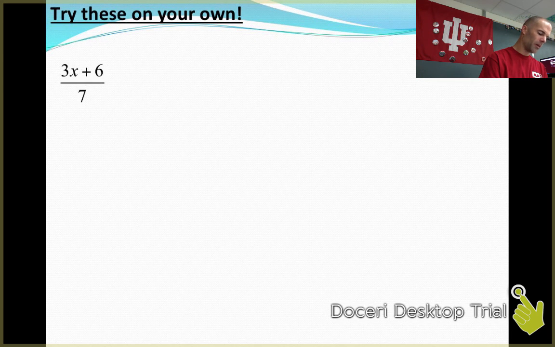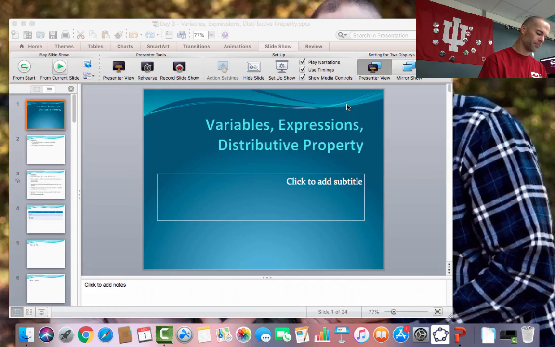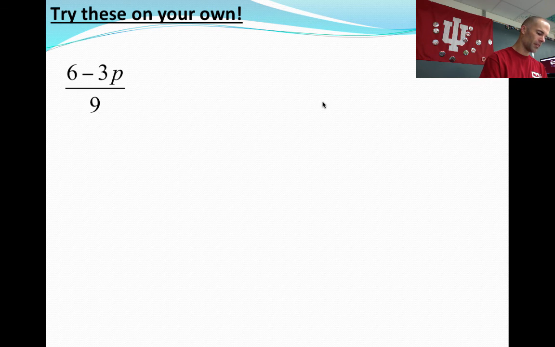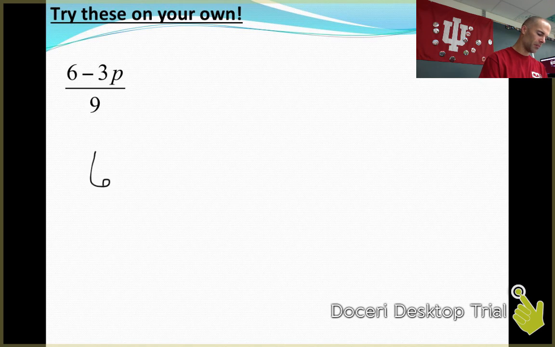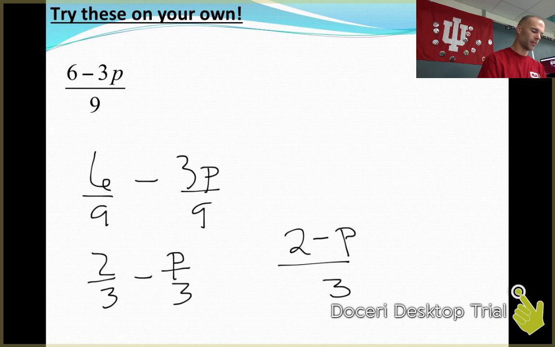All right, when you split them up, nothing can be reduced, so you can just leave it like this, or if you split them up, this would be fine as well. And then finally, split them up, we got 6 over 9 minus 3p over 9, so 6 over 9 reduces to 2/3 minus p over 3. So now since we do have a common denominator, you could write this as 2 minus p over 3. So either one would be fine there.